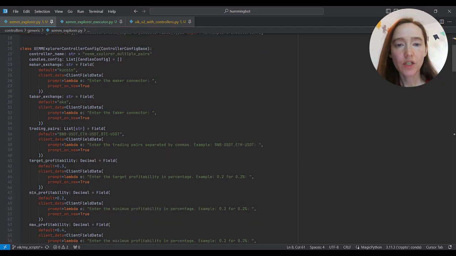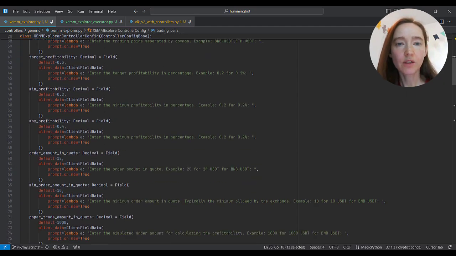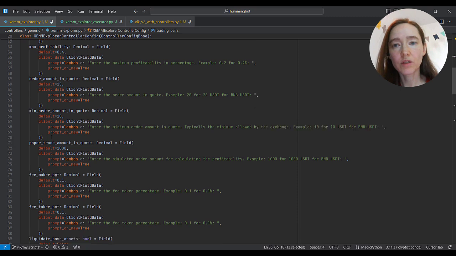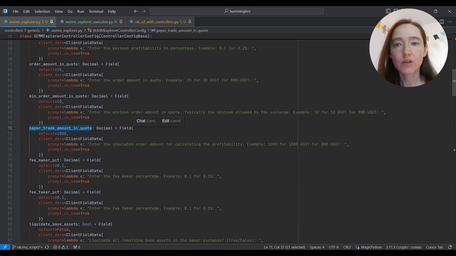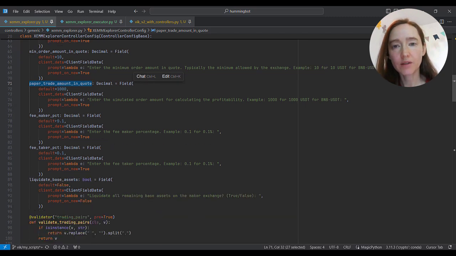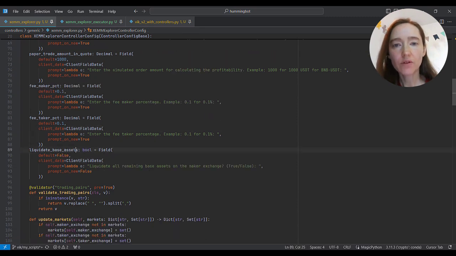And here are the configuration parameters. Aside from pairs, exchanges, order size, and profitability, I also added an additional paper trade amount that is used to calculate the taker price and P&Ls. Also here are configurations for fee rates, as I prefer to set them precisely. I have also included a liquidate base asset feature that allows selling all residual base assets after testing.